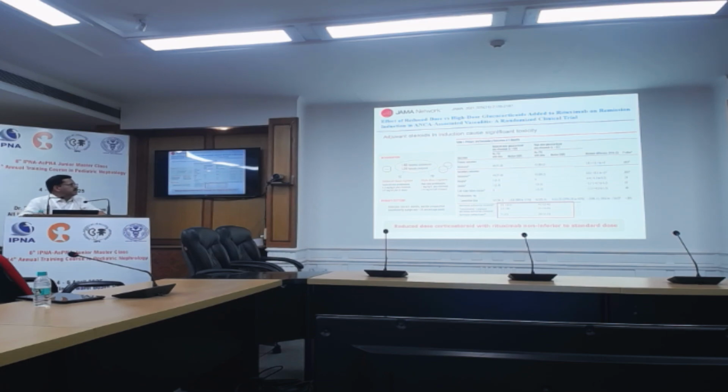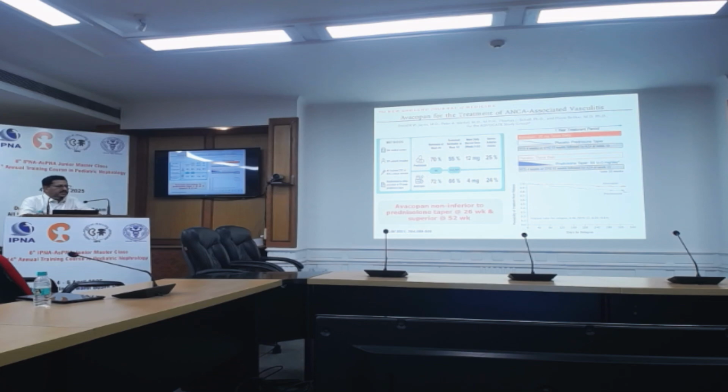This was a study which tried to look at whether we can reduce the dose of steroids. And we heard Kim speaking about reducing the dose of corticosteroids in lupus nephritis. And this study from Japan, a randomized controlled trial, showed that with the reduced dose regimen, which is half the standard dose, they were able to achieve similar remission rates. And they were able to show the non-inferiority of the reduced dose corticosteroid as opposed to the standard dose.